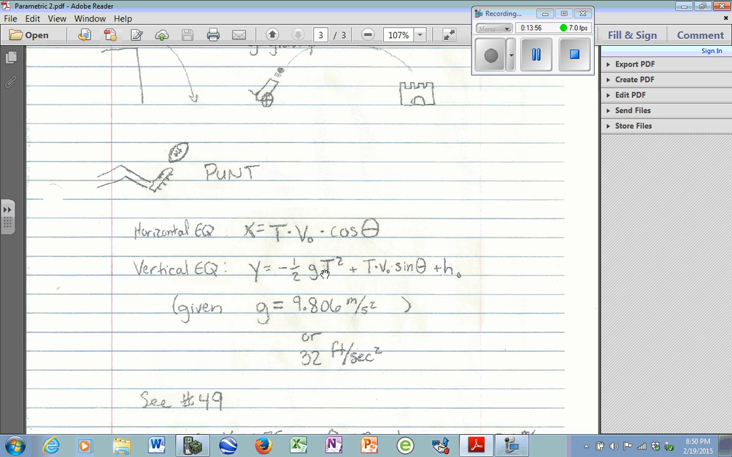x squared plus something x plus a constant. It's given that our book is going to use the number 9.8, but in physics we use 9.806 meters per second squared as the acceleration due to gravity. Or if you're going to be a lame-o and do it in English, non-metric terms, it's 32 feet per second squared that goes in for g.